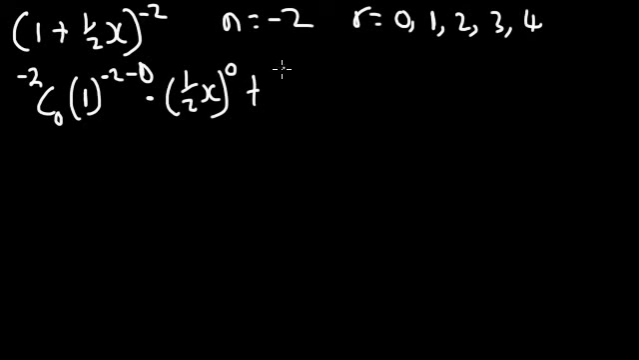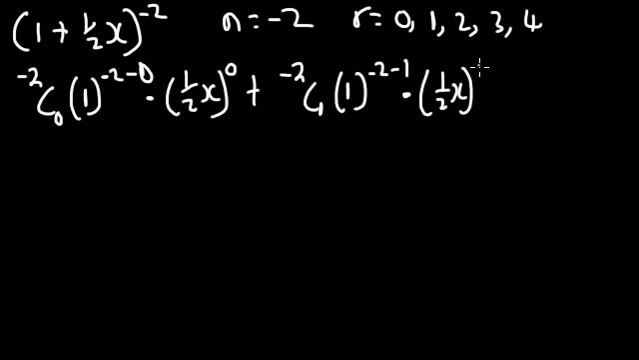Plus, when r is 1, we have minus 2 choose 1. That's another name for combination. It's a way of selecting something from something else, you understand? Then multiply by 1 raised to the power minus 2 minus 1. That's n minus r. Keep in mind, n is negative 2, so that's why. Then multiply by (1/(2x)) raised to the power 1, since r is 1.